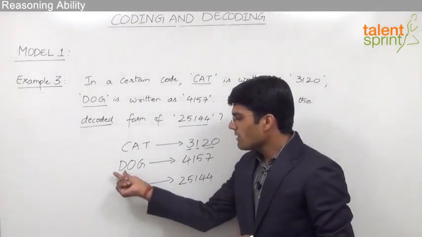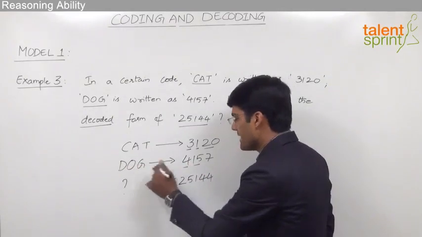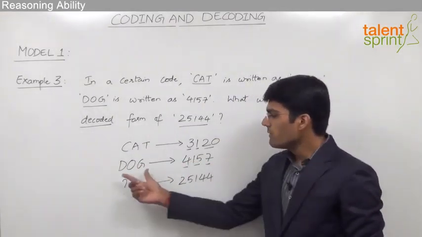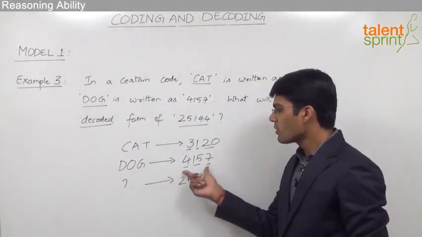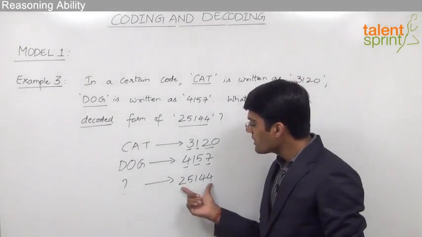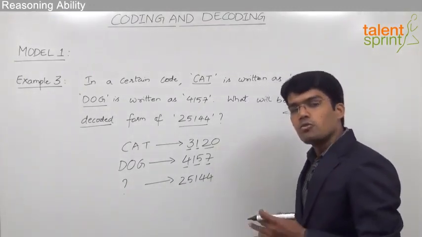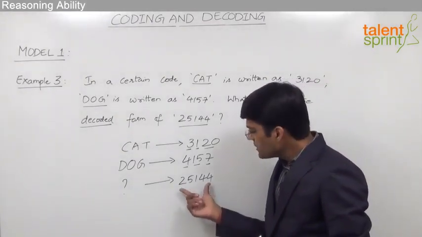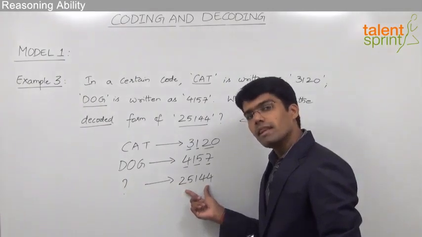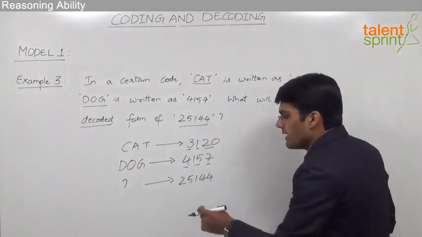In case of dog, we know that D is 4th letter, O is the 15th letter and G is the 7th letter in the alphabetical order. So that's how we get the code for dog as 4157. And now we are supposed to find out the decoded form for 25144. To find out the answer for this question, we need to replace the positions in the coded form with the letters in the English alphabet. Let's try to do that.